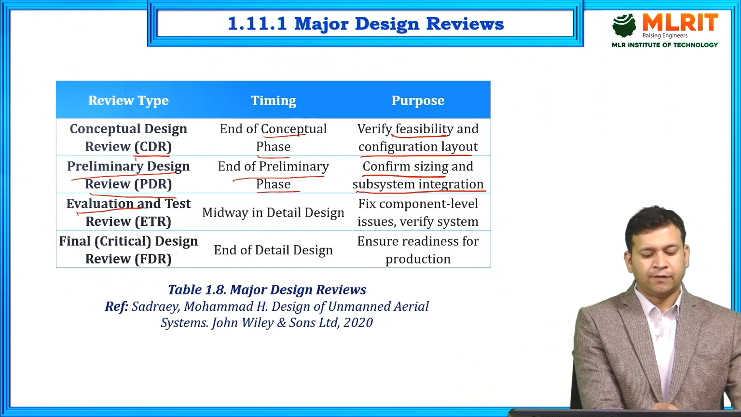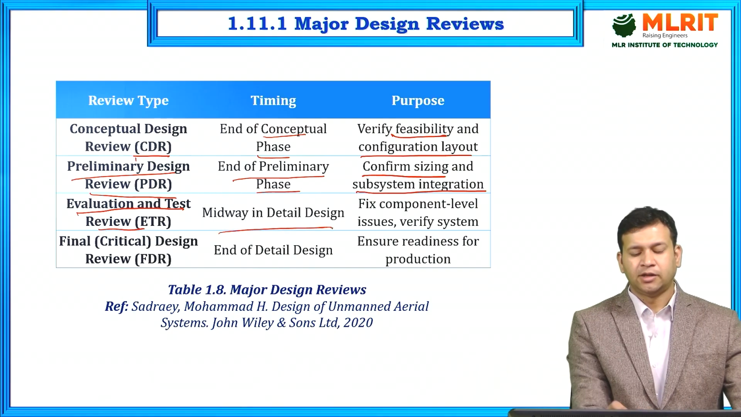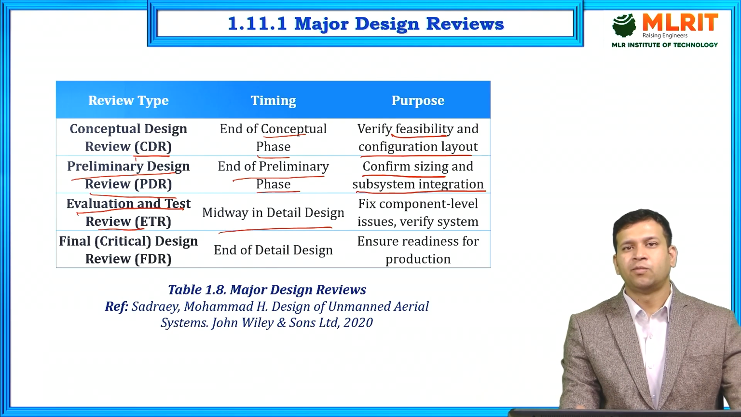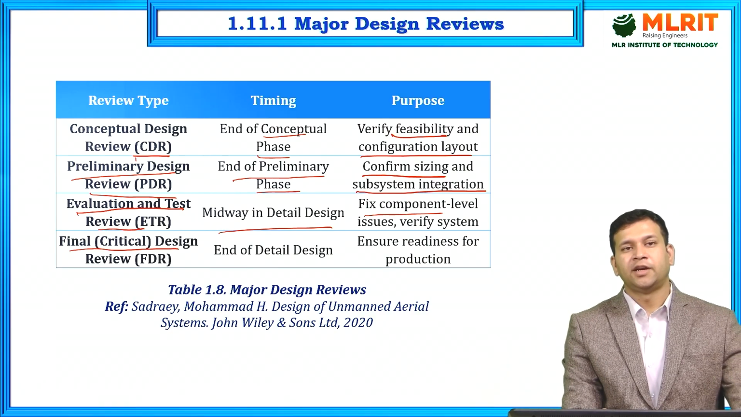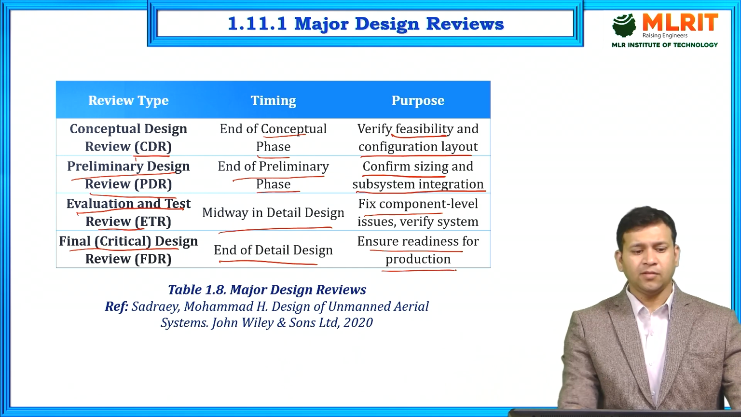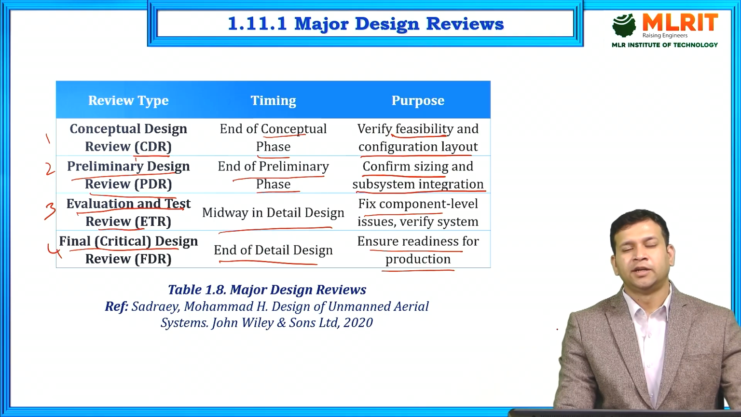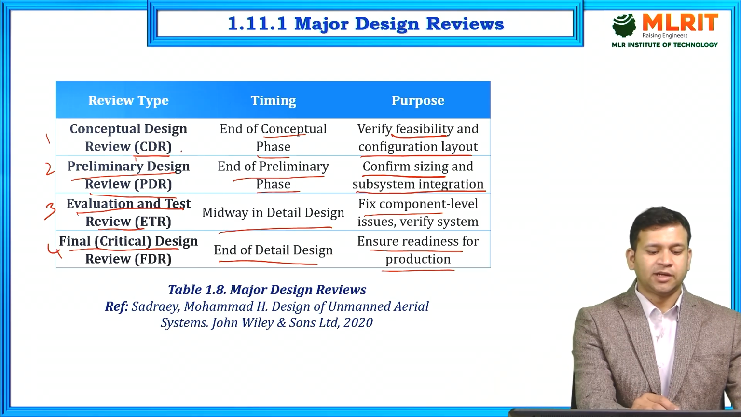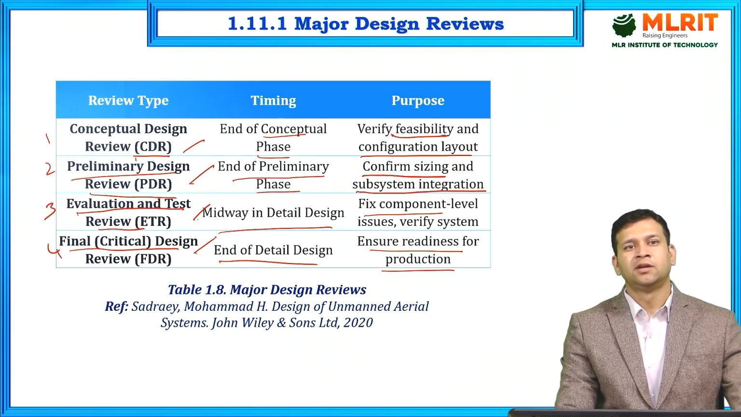So we have the evaluation and test review team, that is ETR, which is midway in the detailed design, which will fix the component level issues and verify the systems. FDR, the final design review team, verifies at the end of the detailed design to ensure the readiness for production. These are the design teams which will verify the design of the unmanned air vehicle or aircraft at the end of each phase: conceptual design phase, preliminary design phase, evaluation and test review, and then FDR, final design review.